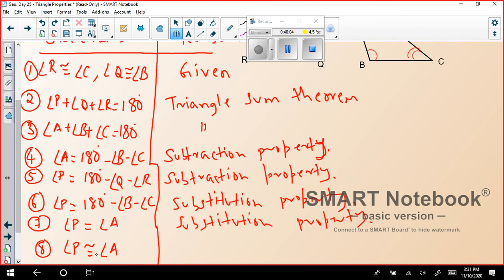And finally, this is definition of angle congruence. Whenever two angles are equal, they will be congruent. I'm just writing DEFN instead of writing the complete definition. Definition of angle congruence.